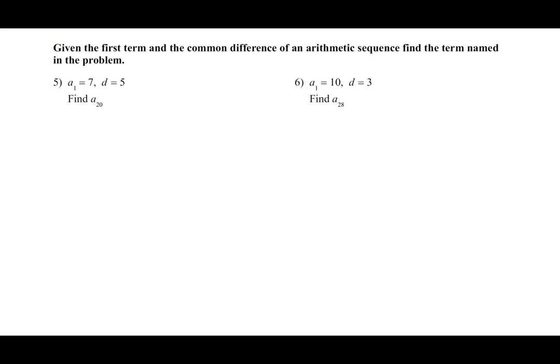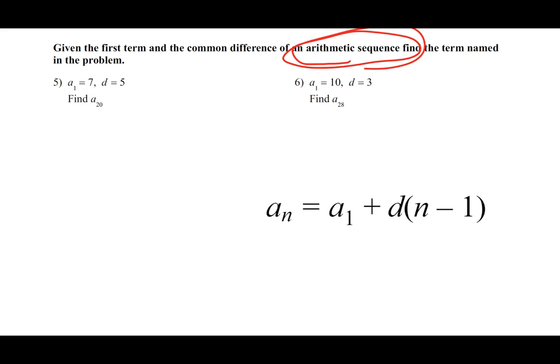Given this, it says find the term named in the problem. But what's important is that this is an arithmetic sequence. It tells you that in the directions, so you have to read the directions. So you have to use the arithmetic formula, which is the one shown here. There's another formula for geometric sequences, so don't use that. That's for the next part.